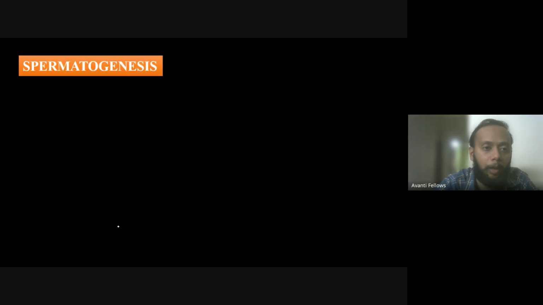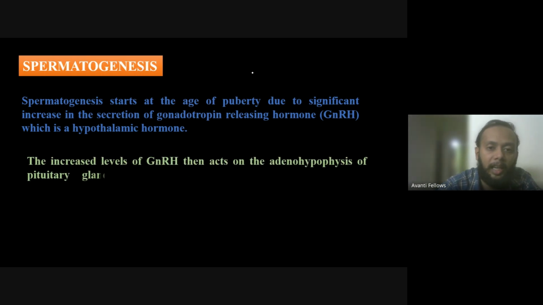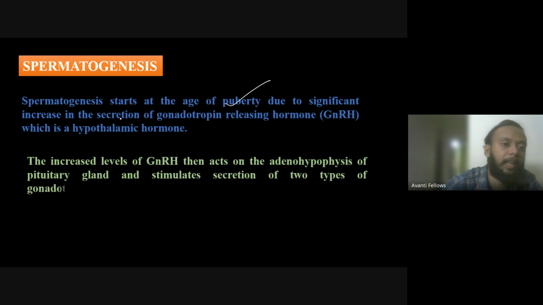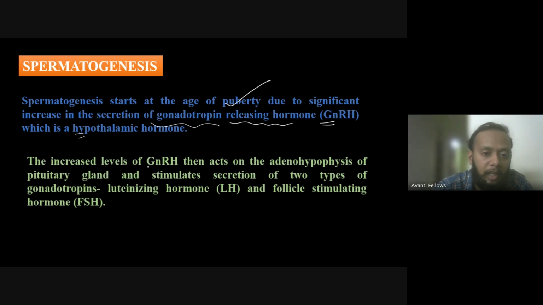Now let's have a look at few things. So spermatogenesis starts at the age of puberty due to a significant increase in the secretion of gonadotropin releasing hormone. Something we have discussed, right? From the hypothalamus. The increased level of GnRH then acts on the adenohypophysis.